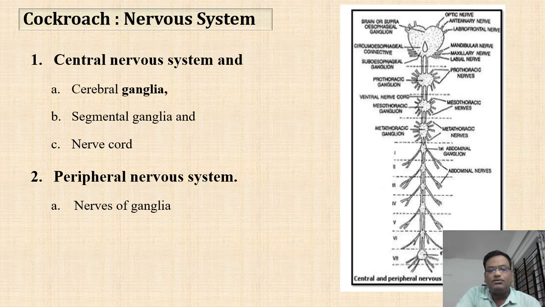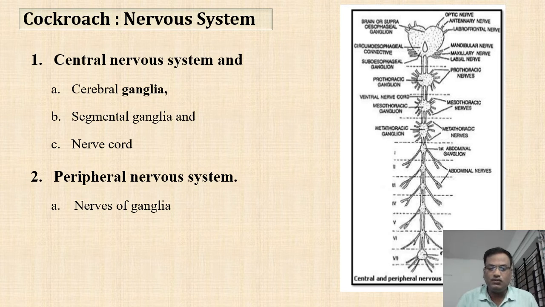The peripheral nervous system is represented by nerves, the nerves which originate from the ganglia. These thin thread-like structures of the nervous system, they enter into the tissues. Literally, they communicate with each and every cell of the body, each and every part of the body. So, every part of the body, every cell of the body is in communication with the nervous system through these nerves.